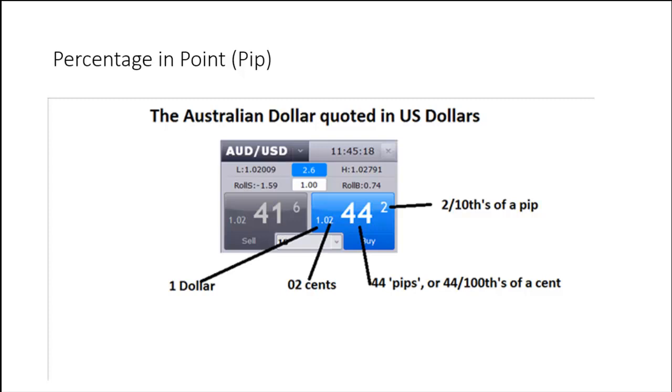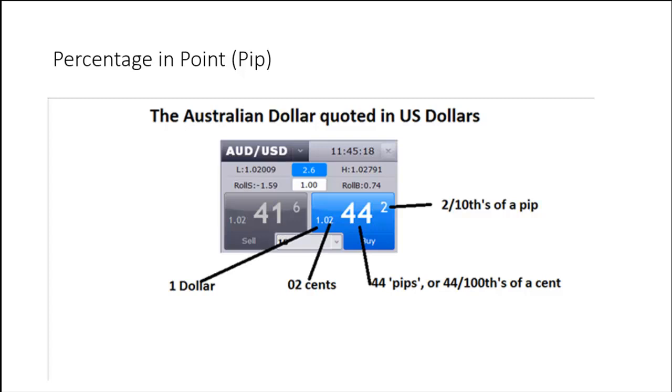These are actually buttons you can click on when you go onto an online brokerage. So if you click on the buy button, you will be buying. When you click on the sell button, you'll be selling. Now, let me just give you a brief introduction of what this percentage in point, or pips, means. We are looking here at Australian dollar, US dollar, and this is the quote for it. You'll notice there's a sell and a buy price. I'll explain that in a second.